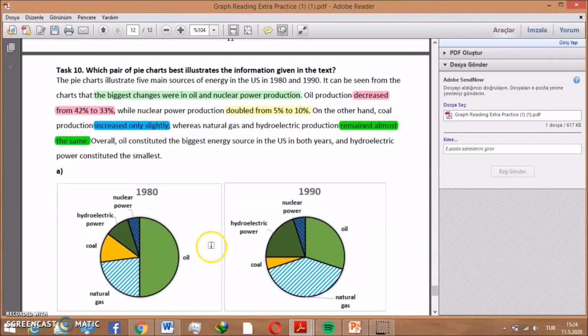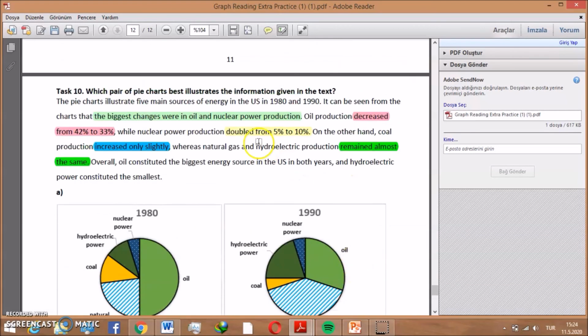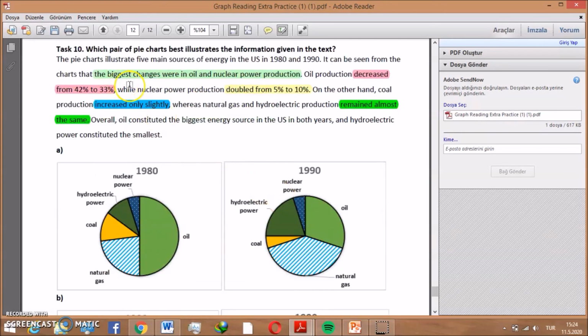So let's look at the last task. And this is a pie chart, but there are not numbers. So you need to see the shape very carefully here. The pie charts illustrate 5 main sources of energy in the US in these two years. It can be seen from the charts that the biggest changes were in oil and nuclear power production. So let's check. Biggest change means biggest increase or decrease. Okay, oil, yes, there is a change here. And nuclear power production, but I mean, there is no change, I guess, in A.